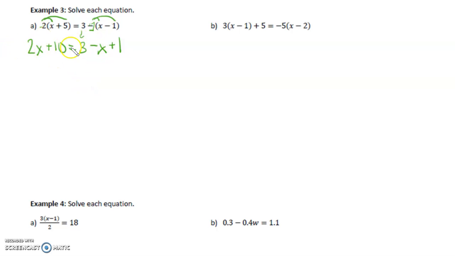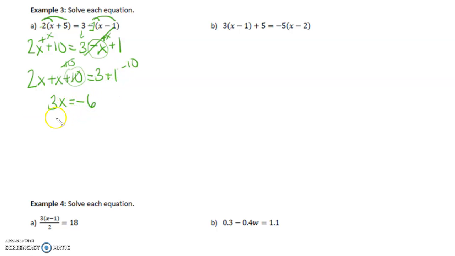Okay, so let's bring all the x's to the left-hand side. So this minus x, we're going to plus x on this side and plus x on this side. And let's just rewrite. We have 2x plus 10 equals, then we have 3 plus 1. Now this positive 10, we're going to subtract 10 on each side. And let's simplify. 2x plus x is 3x. 3 plus 1 is 4, minus 10 is negative 6. And then we're going to divide both sides by 3, and we get x equals negative 2.